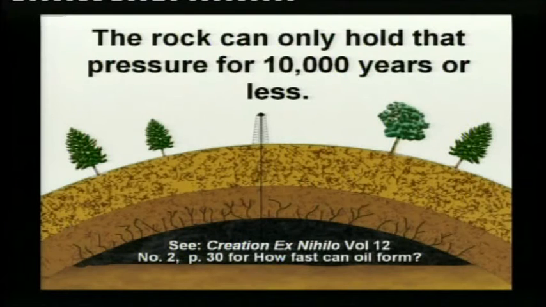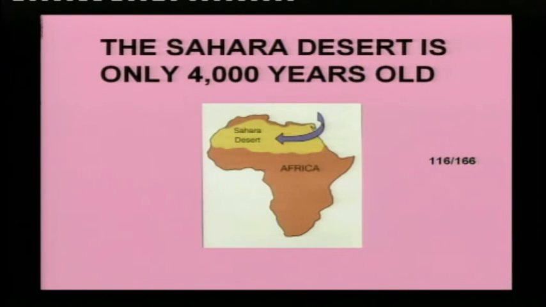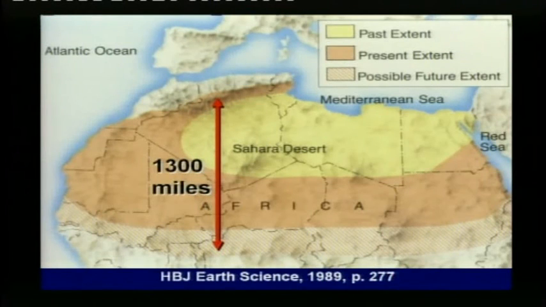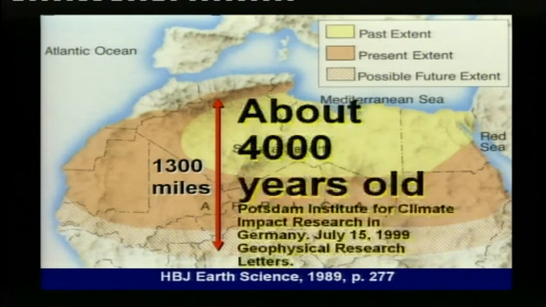So it means that the Earth's crust must be less than 10,000 years old, which is what the Bible says. The Bible says it's 6,000 years old. Now the Sahara Desert has been investigated very carefully and is only 4,000 years old. 4,000 years old, that's all it is, according to the Potsdam Institute for Climate and Impact Research.